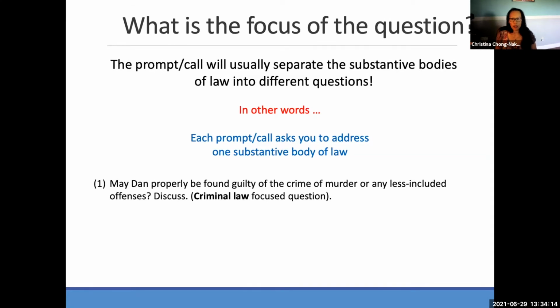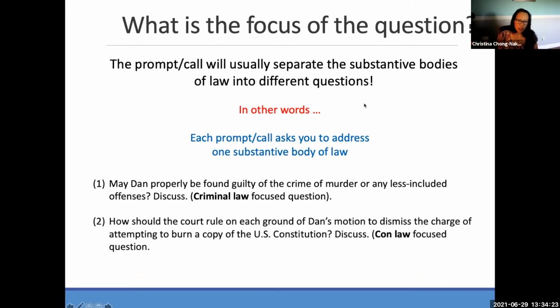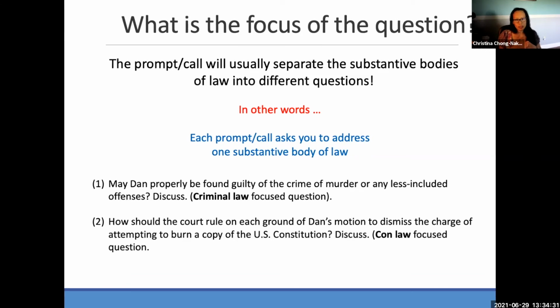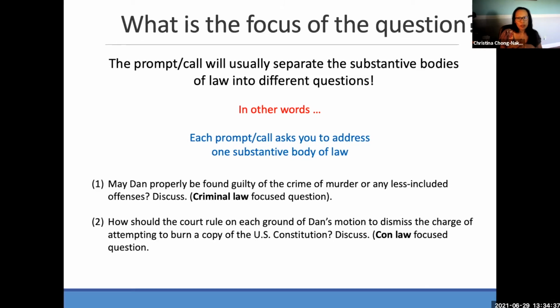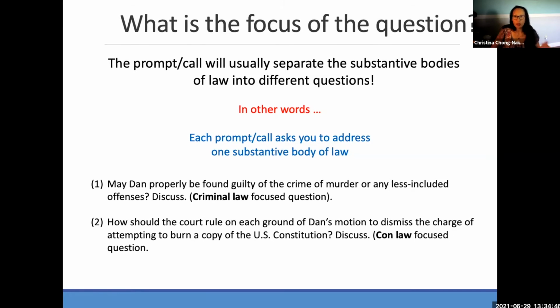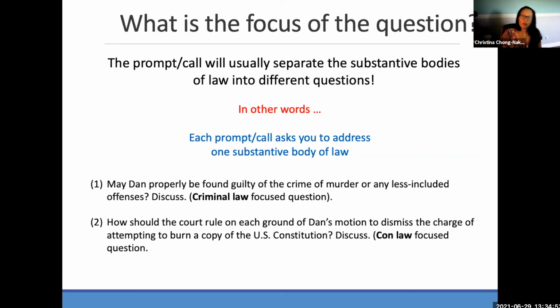It's going to be very rare that you're going to have crim and some other subject tested in one prompt. Then you'll probably have another prompt that says, how should the court rule on each ground of Dan's motions to dismiss the charge of attempting to burn a copy of the US Constitution? Well, now this one's con law focused. And again, you'll be able to see this is a crossover question because in most cases, they're going to split up the prompts, with the exception of remedies, where a lot of times they'll say, what cause of action and possible remedies can the plaintiff request? That is the one type of crossover question where they're not separate prompts. It's kind of merged together. But in most cases, you're going to see two separate prompts.